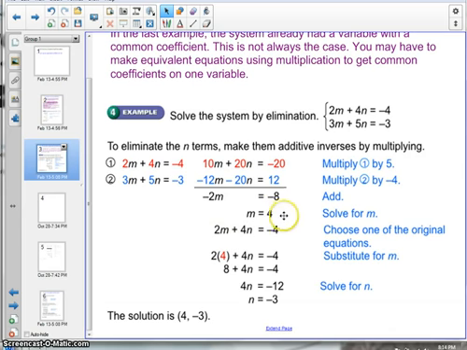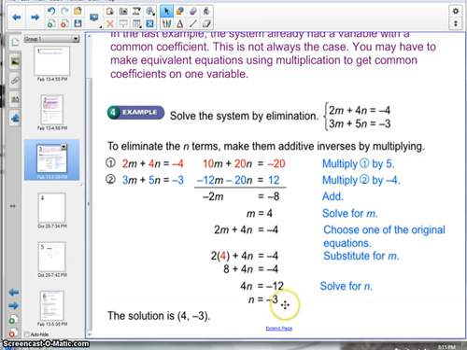Now that you have that value for m, you want to substitute back into one of your original equations. So here we choose 2m plus 4n is equal to negative 4. That's the equation we're going to plug this value of m in for. m is equal to 4, so 2 times 4 plus 4n is equal to negative 4. Solve down for n. We find that n is equal to negative 3.